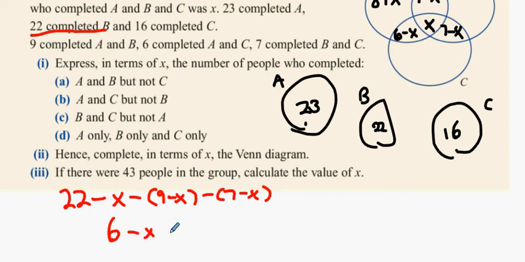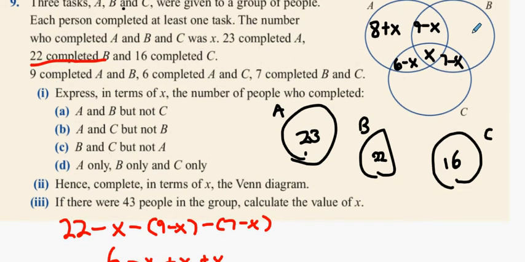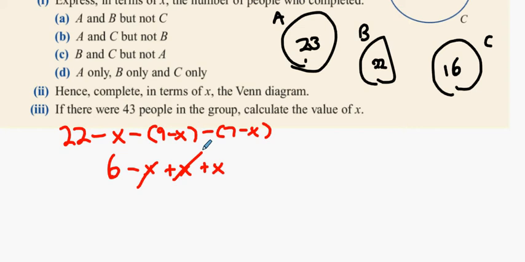plus X. And then plus another X. So what do you get? Anybody? Just 6 plus X. Because 2 of them cancel with each other. The minus X and the plus X cancel. Everybody good with that? Okay.